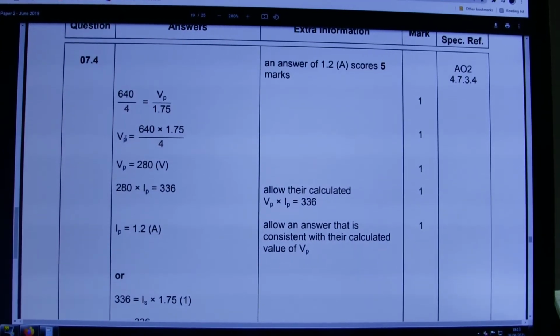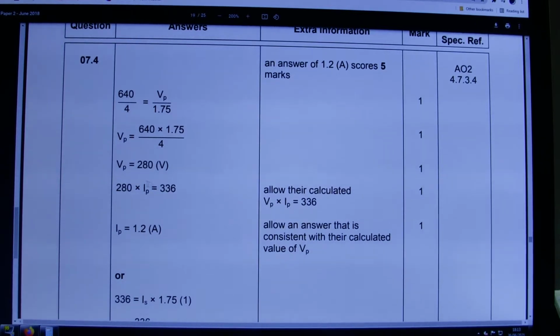So, to confirm, 640/4, coils on primary divided by coils on secondary equals voltage on primary divided by voltage on secondary. So voltage on primary is 640/4 times the voltage on the secondary, which is 280 volts.